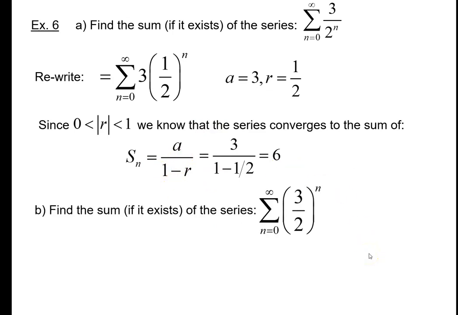How about this one? So make a little bit of a difference in comparison between this one and the last one. Looks similar, but notice it's 3 over 2 being raised to a power. So this is still geometric. However, the common ratio is 3/2, which is greater than 1. So that tells us right away that this diverges and there's nothing we can do.